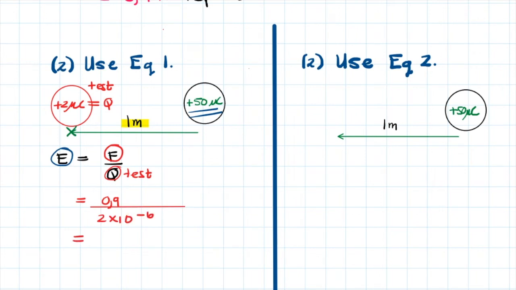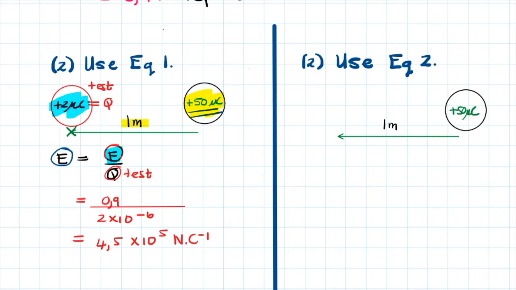And in the end, we end up with the final value of 4.5 times 10 to the power of 5 newtons per coulomb as the magnitude of the electric field. This is the electric field of the positive 50 microcoulomb charge, which this other charge is going to experience, since it experiences a force when it's placed in that field.